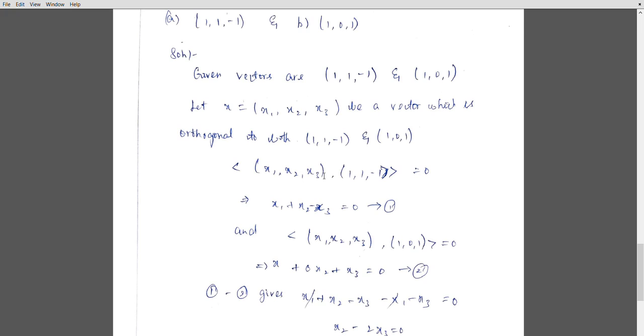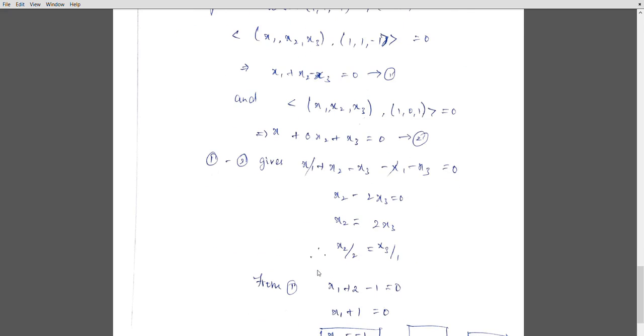Then the inner product of x1, x2, x3 with the first vector 1, 1, minus 1 is equal to 0. We get x1 plus x2 minus x3 equal to 0, multiplying x1 with 1, x2 with 1, and x3 with minus 1. And for the second vector, the inner product of x1, x2, x3 with 1, 0, 1 gives x1 plus 0 into x2 plus x3 equal to 0. So x1 plus x3 equal to 0 is the second equation we get.